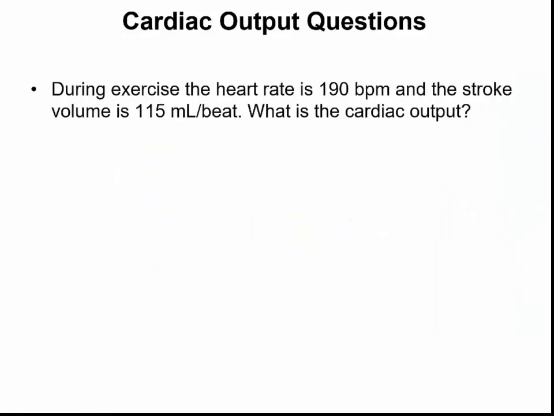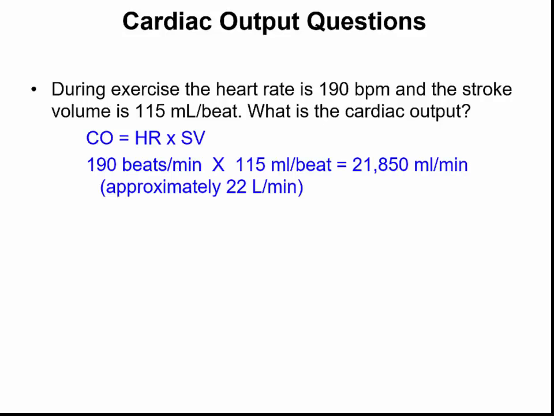During exercise, the heart rate is increased to 190 beats per minute, with a stroke volume of around 115 mils per beat. What would be the cardiac output? Again, you would multiply those together. In this case, you get around 21,850 milliliters per minute, or about 22 liters per minute. With increased heart rate and increased stroke volume, you're going to have an increase in cardiac output.